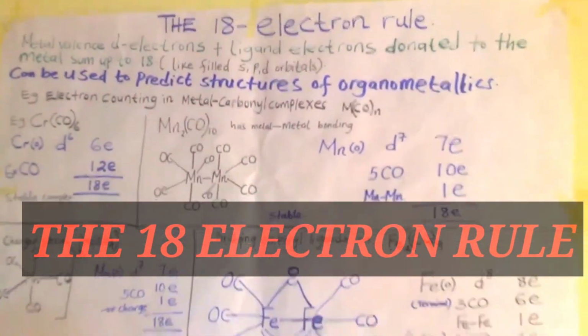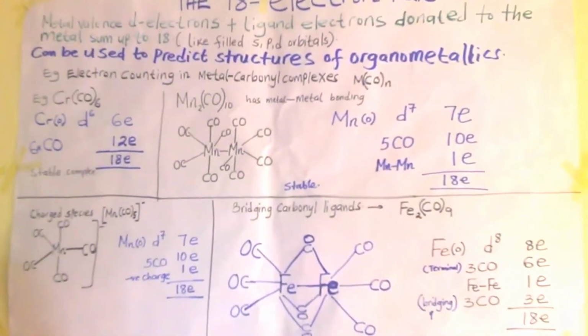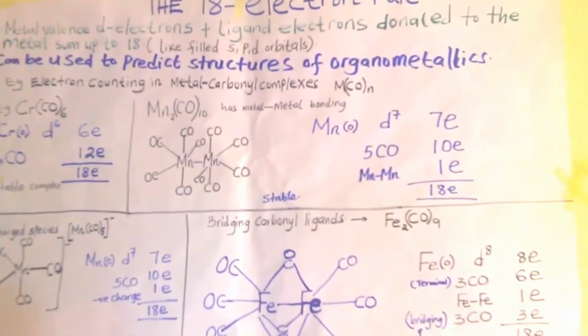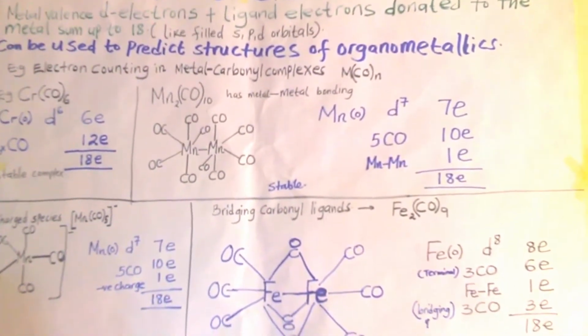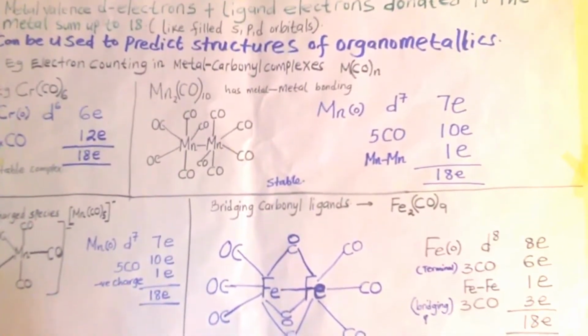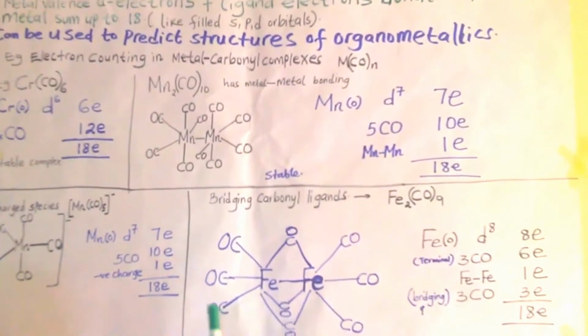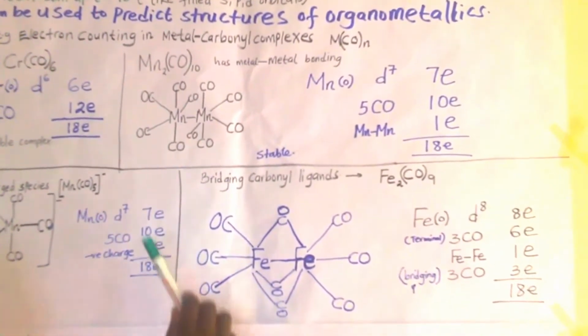So we all know that in the valence shell of transition metals, they have 9 orbitals, and those 9 orbitals must accommodate a maximum of 18 electrons. So if it has 18 electrons, it's said to be stable. So even metal complexes, if a metal complex has 18 electrons, it is said to be stable.